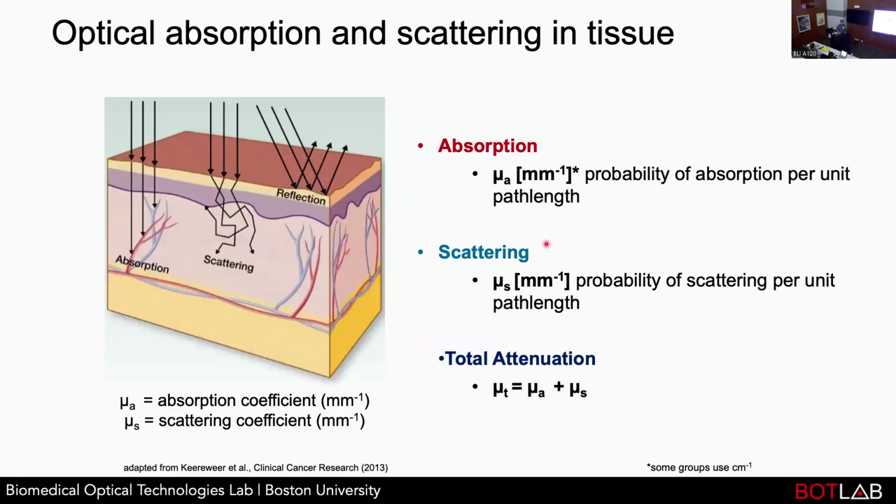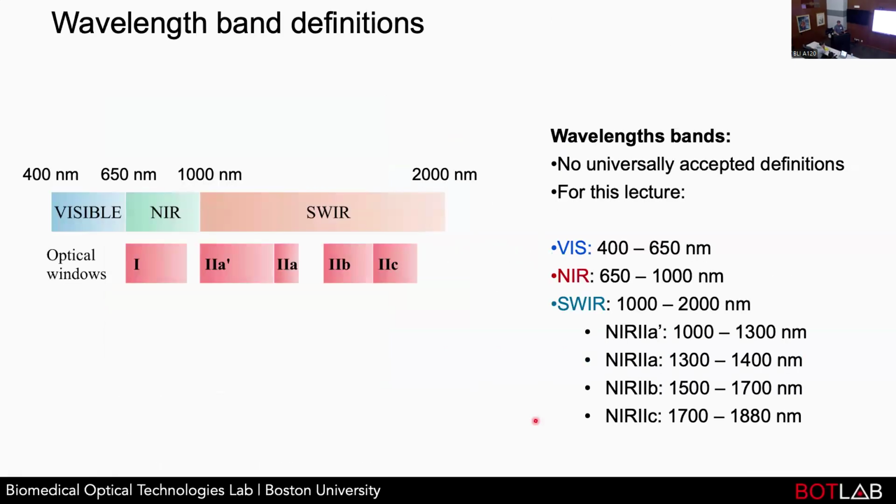So mu-A is defined as the probability of absorption per unit path length. Likewise for scattering, right? So if your mu-A is 0.1, that means if a photon travels a millimeter in tissue, there's a 10% chance on average that it will undergo an absorption event. Similarly with scattering, total attenuation, mu sub t, is mu-A plus mu-S.